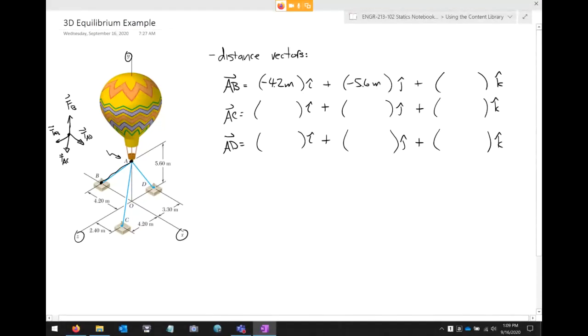For the k direction, I'm not going anywhere along the z-axis. Point A and point B remain along that same direction in z, so this is 0. You can put 0 meters if you want, or just 0, that's fine. And there's the AB vector. So I've done AB. I'm going to ask for some help on AC and AD. Let's start off with AC. I want to see if somebody in chat can tell me what the AC vector is.